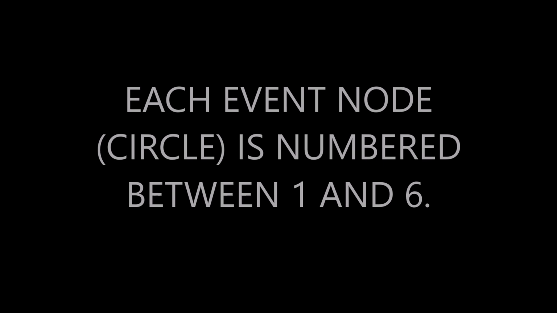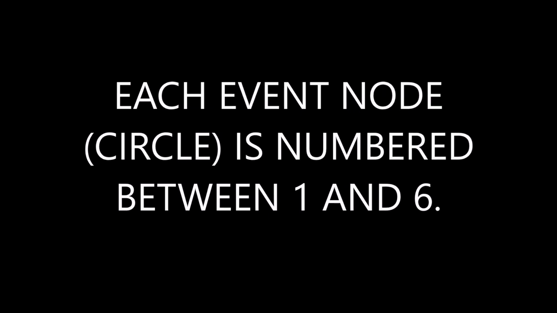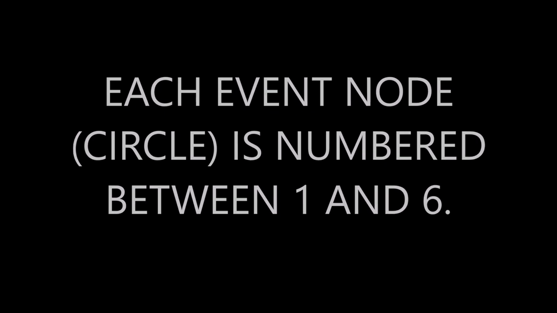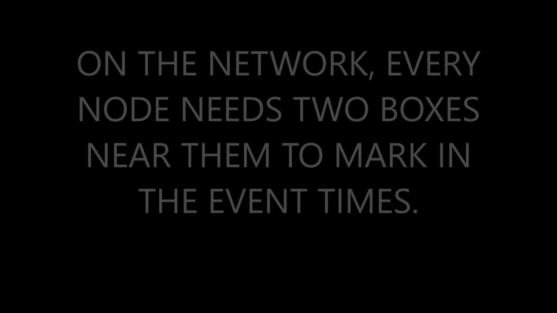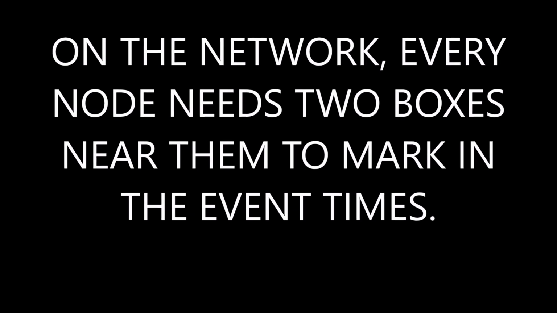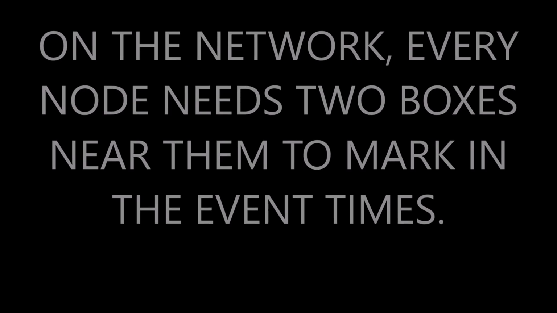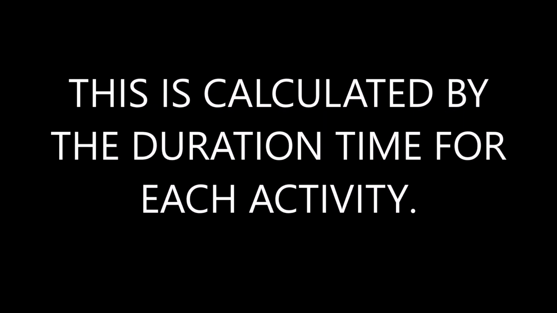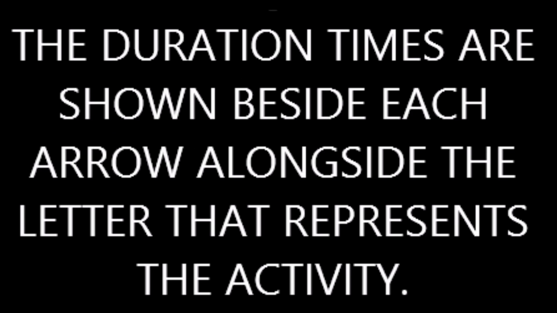Each event, node, circle, is numbered between 1 and 6. On the network, every node needs 2 boxes near them to mark in the event times. This is calculated by the duration time for each activity. The duration times are shown beside each arrow alongside the letter that represents the activity.